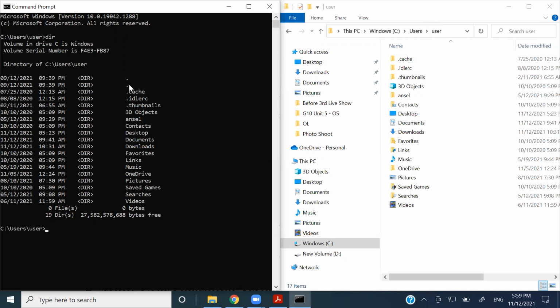You can't see the dot and double dot directories here, but dot cache you can see, and at the third line it says dot cache. Dot idlerc, so the same thing is there. Thumbnails is here. 3D objects is here, right? So it's the same operating system that is presented in textual format when it comes to the command prompt or MS-DOS. So in the early days, this was a very useful operating system because it was the only operating system in those days for the people who were using a computer.